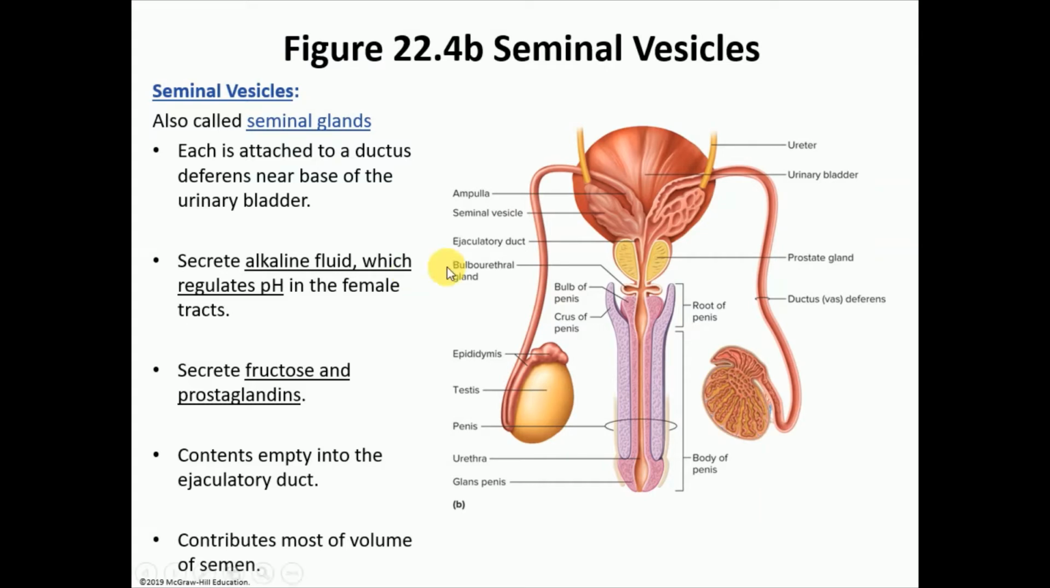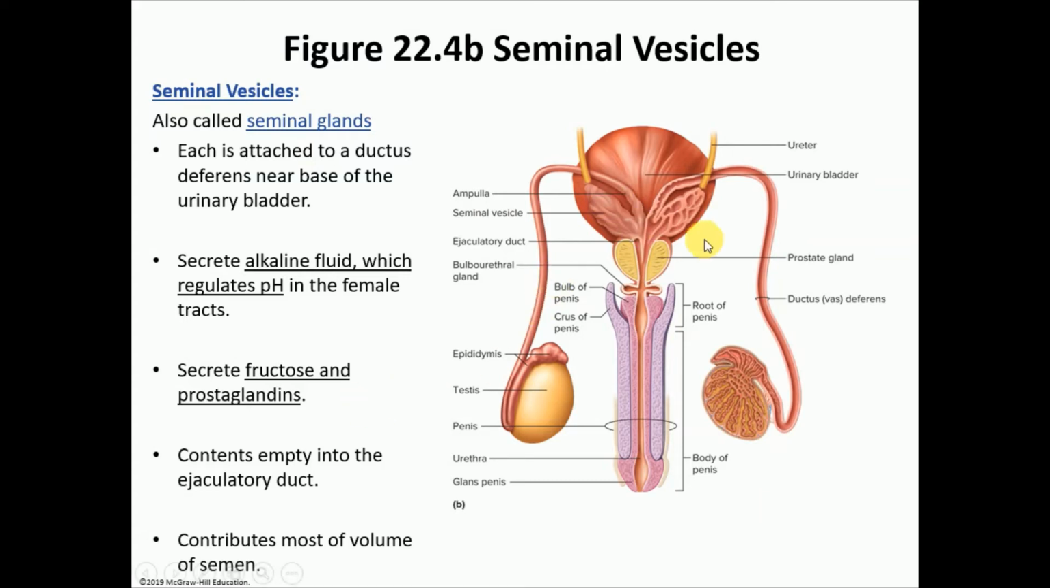It also secretes fructose and prostaglandins, both of which help in the process. Sperms do not have the ability to produce energy out of glucose. They can only produce energy out of fructose. So they get that fructose from the seminal vesicles. Prostaglandins are important for the stimulation of the contractions in the female reproductive system, and it helps in the fertilization process as well.